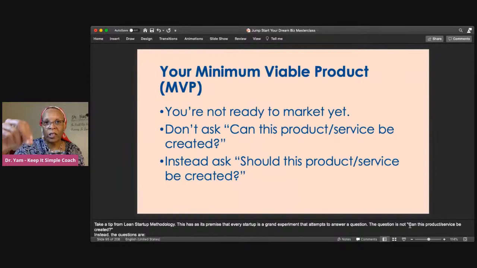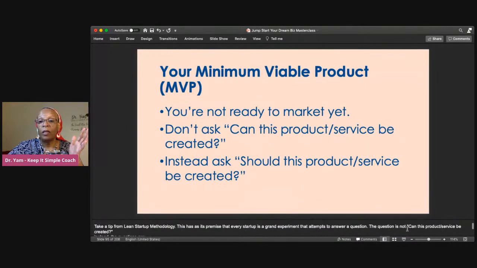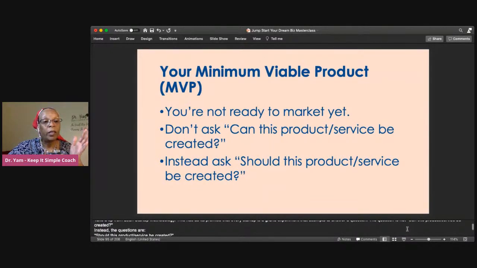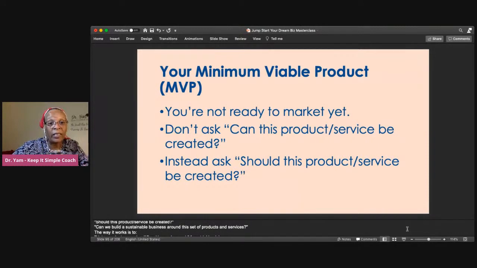There's a methodology called lean startup, and it comes with that same premise. You're going to start up kind of like an experiment in a way, and you're just going to attempt to ask the question, can it be created, and then should it be created? And if you can build it in a sustainable business model that's going to take you on year after year, then you know that it's working.